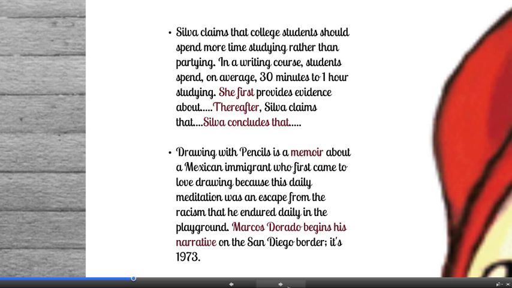In this next example, details like specifying the genre help to organize the summary. Here it's stated that Drawing with Pencils is a memoir about a Mexican immigrant who first came to love drawing. And then over here, using the words Marcus Dorado begins his narrative informs the reader of the author and that a chronological structure will be used to organize the summary.